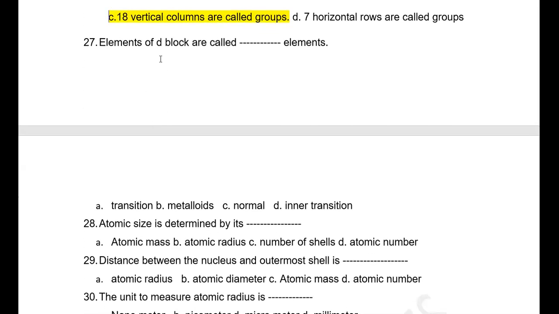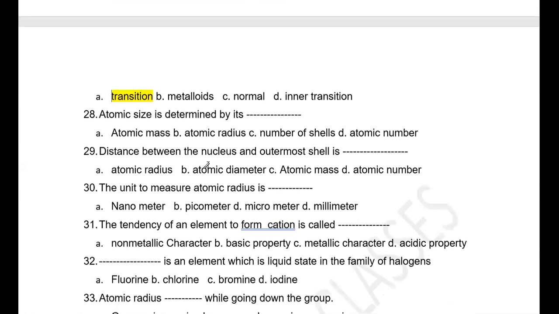Next. Elements of D block are called dash element. Transition, metalloids, normal, inner transition. We know that D block elements are also known as transition elements.